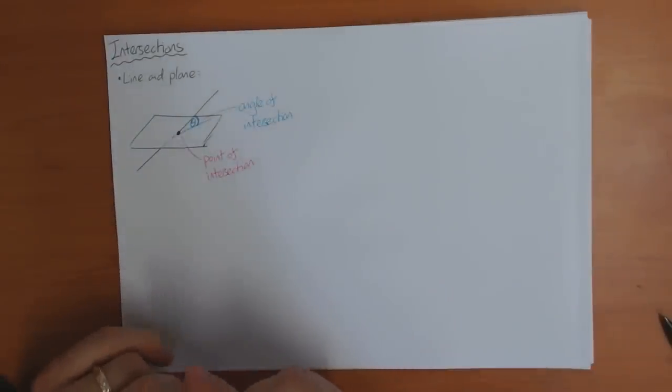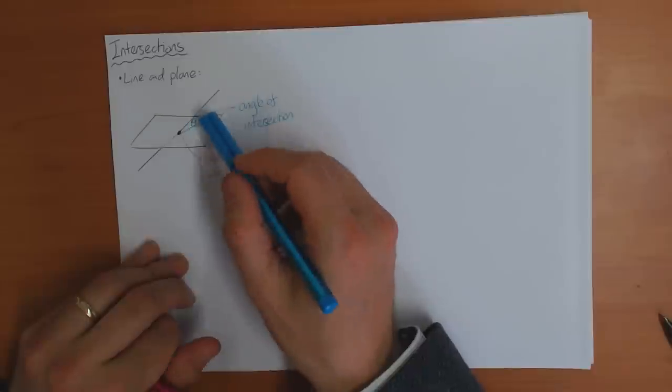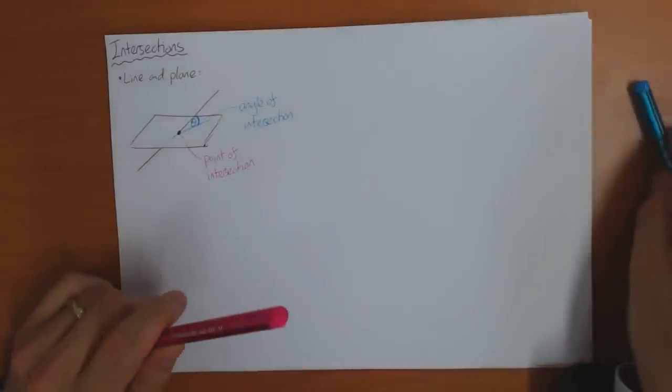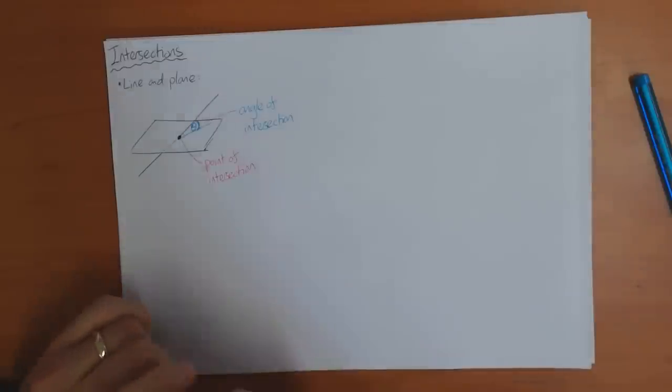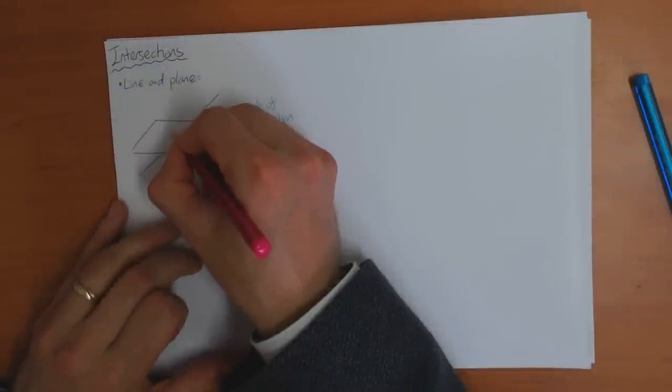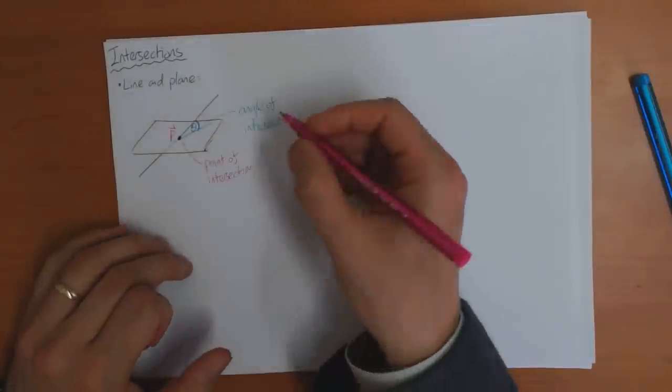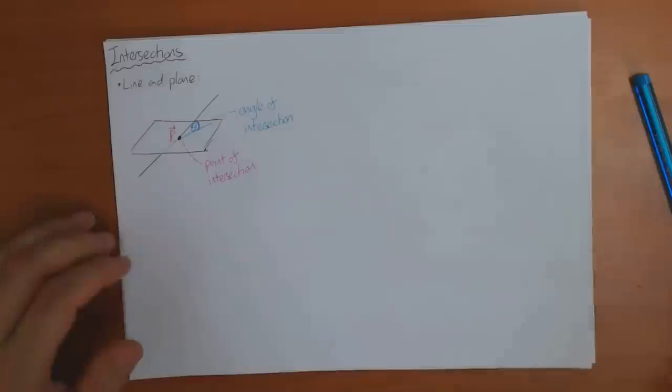So how can we calculate these two things? How can we calculate the point of intersection? Let me call it P. And how can we calculate the angle of intersection theta?